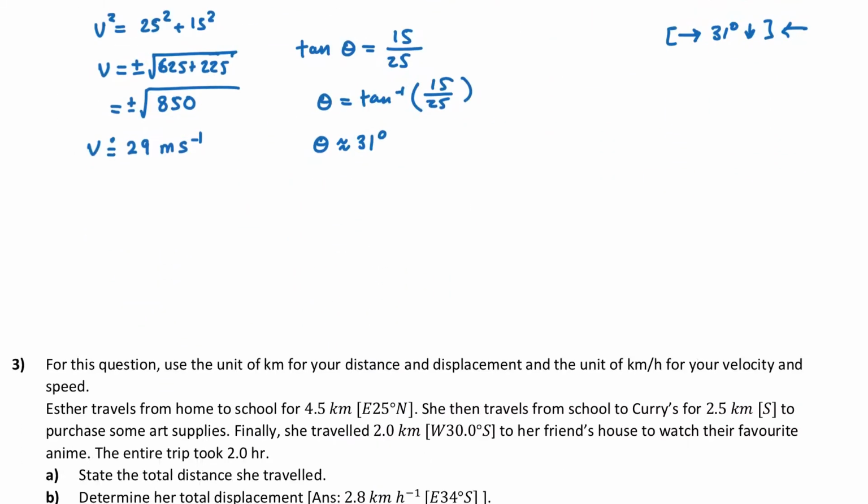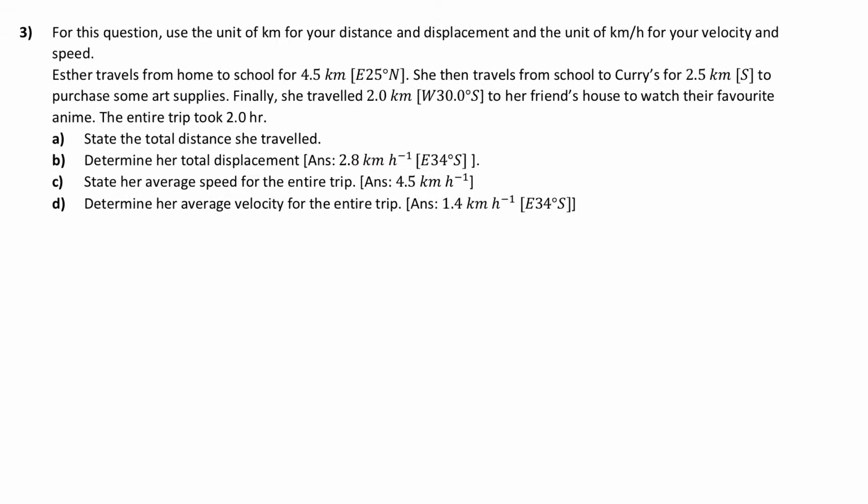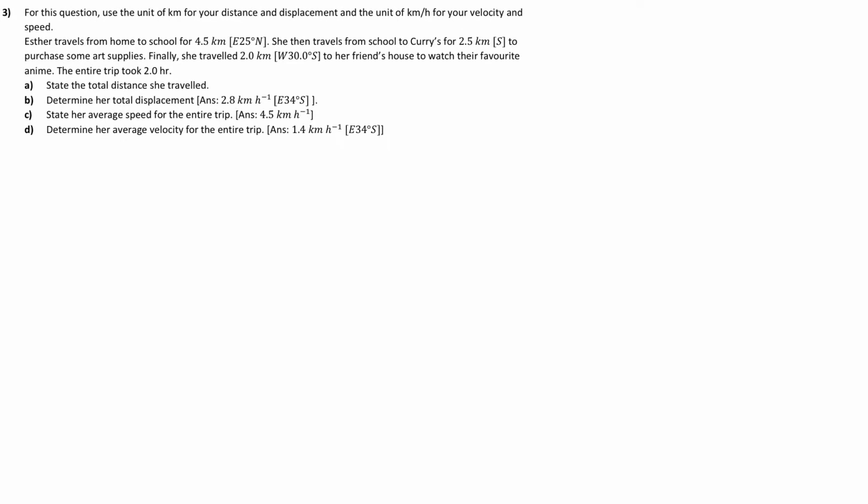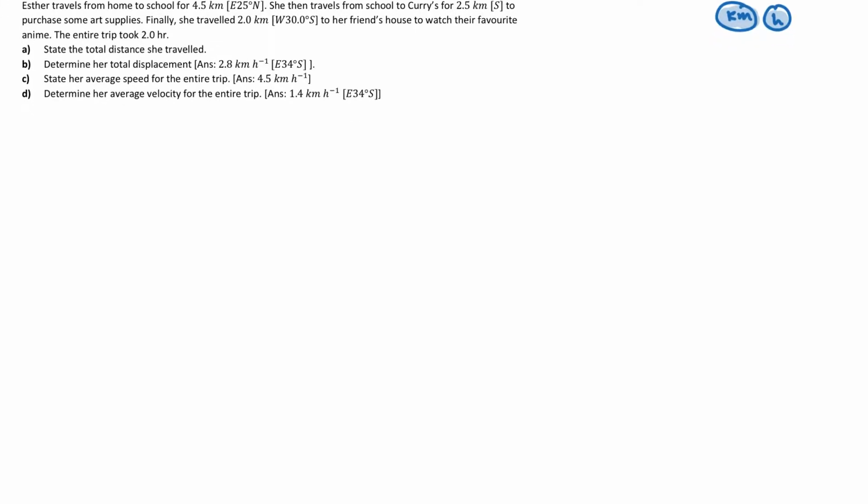Let's now look at the third question, which is a two-dimensional one, and I'm going to zoom out because we need a lot more space to do this one. For this question, use the unit of kilometer for distance and displacement and the unit of kilometer per hour for your velocity and speed. Okay, noted, so we are going to use units of kilometers and hours instead of our meters and second fundamental units. So that's the first part. I'm just going to shift up so we have a little bit more room to work with for this question.